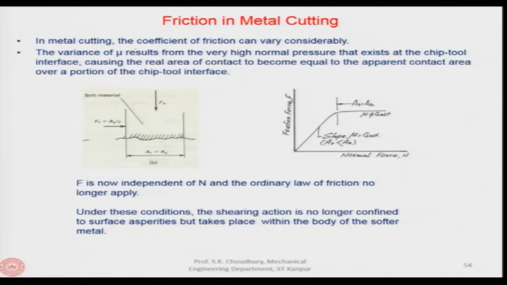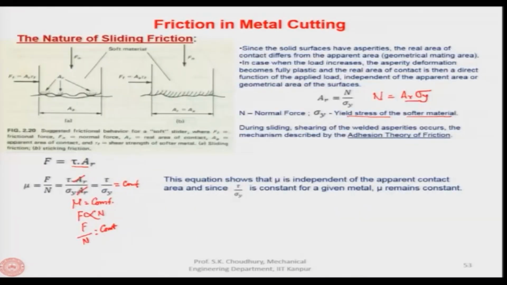In metal cutting, the coefficient of friction can vary considerably. Here we have seen that in sliding friction, F by N, which is mu, remains constant, because F by N is actually the ratio of the shear stress and the normal stress, which for a given metal remains constant.